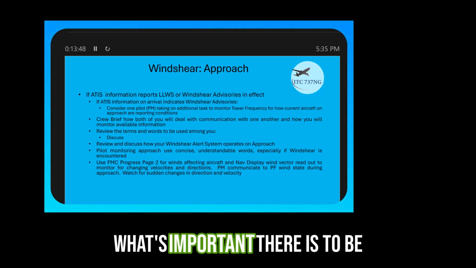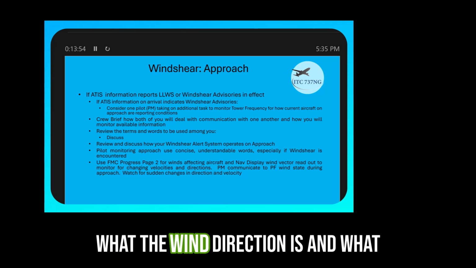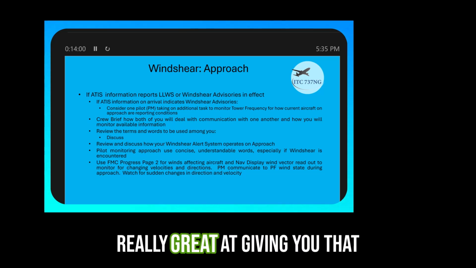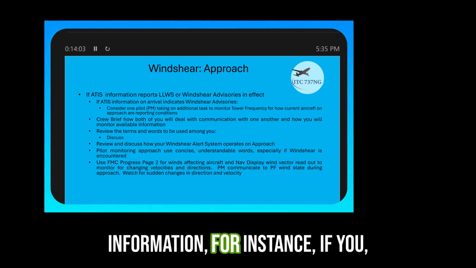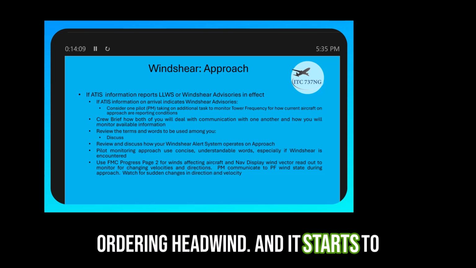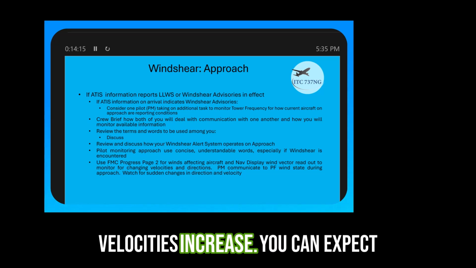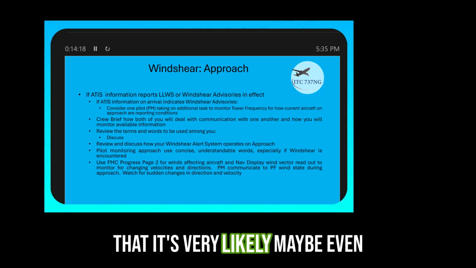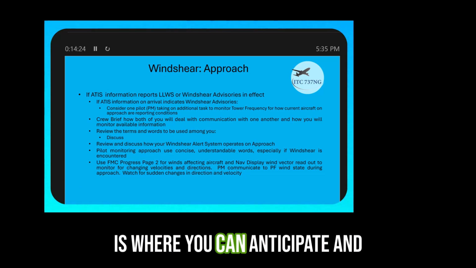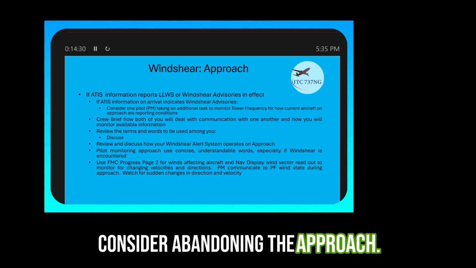What's important there is to be looking for any kind of changes in what the wind direction is and what its velocity is. And the aircraft is really great at giving you that information. For instance, let's say on the approach you have a quartering headwind and it starts to move to a crosswind and the velocities increase, you can expect that it's very likely, maybe even going to turn to a tailwind.